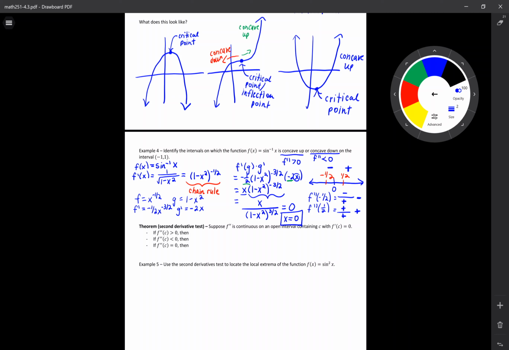So we are changing from concave down to concave up at the point 0, which makes 0 an inflection point. But yes, we are concave, let's see, where am I going to write this? Concave down from -1 to 0, and up from 0 to 1.